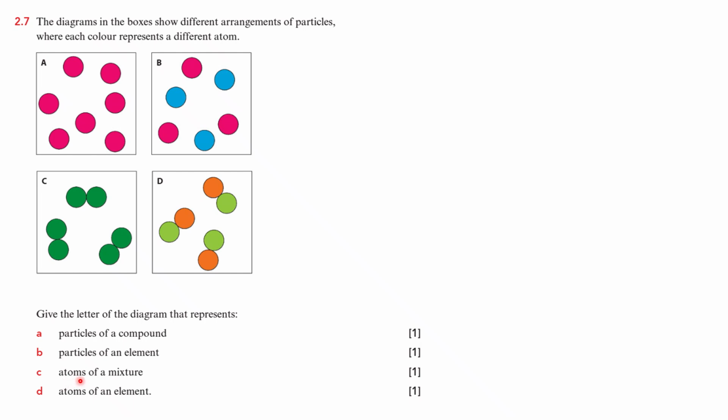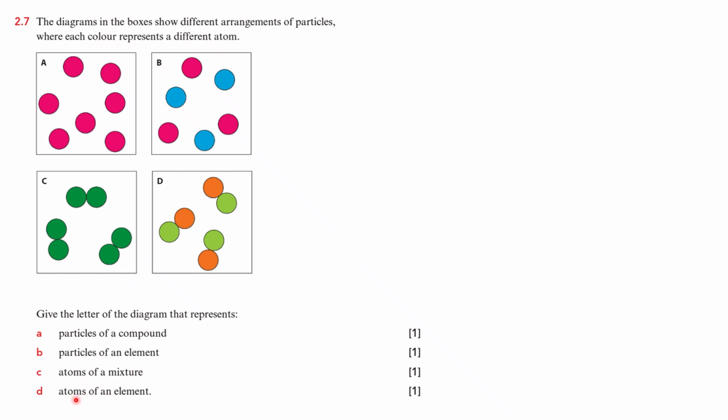Now the next question is atoms of a mixture. When we talk about a mixture, we have one or more substances present, but there is no chemical bonding. So we call that a mixture. Here we have different atoms present, and at the same time there is no chemical bonding. This means they're just mixed together. So B is the answer for this question.